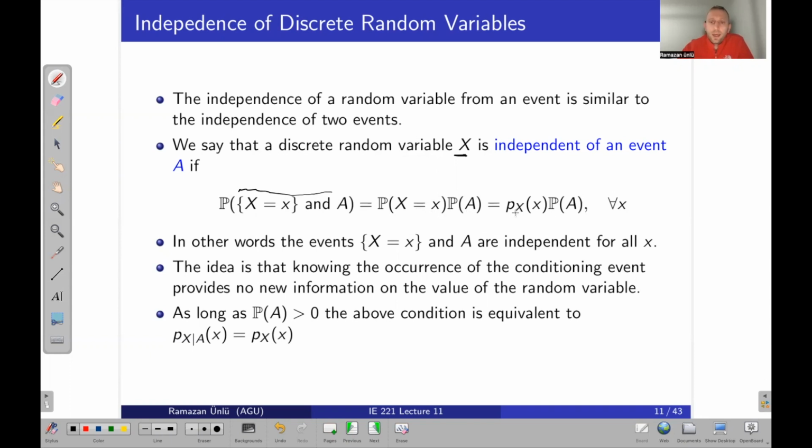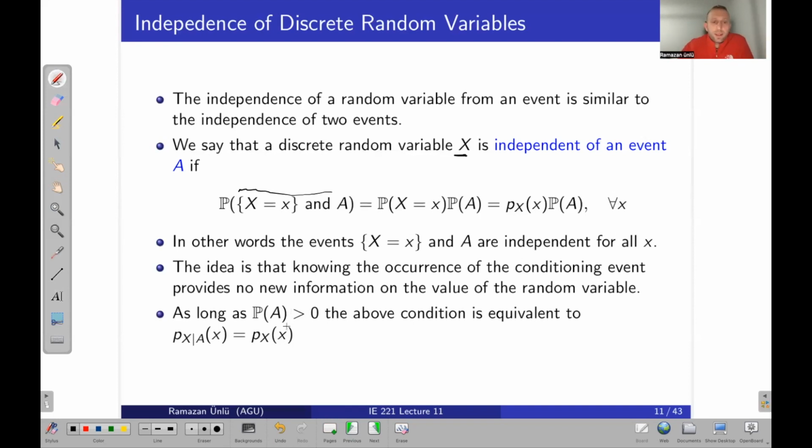We can show that this is the probability of X evaluated at some particular point times the probability of A, and that should be valid for every X. Any X value should satisfy this multiplication. In other words, the events X and A are independent for all X. The idea is similar: if two events are independent, the occurrence of one of them will not provide any additional information about the other. They will not affect each other.